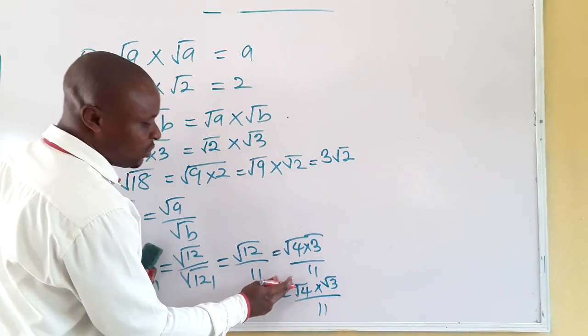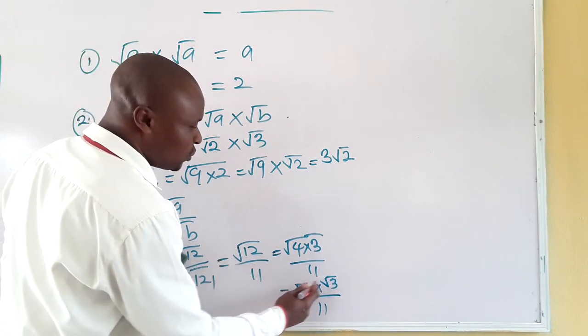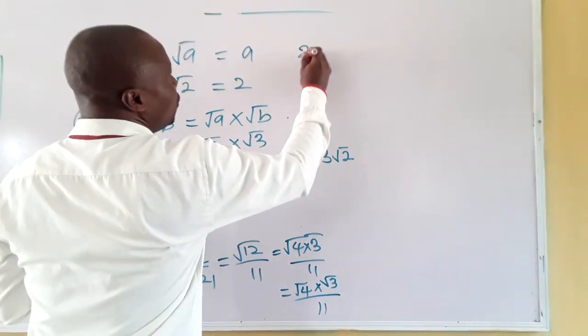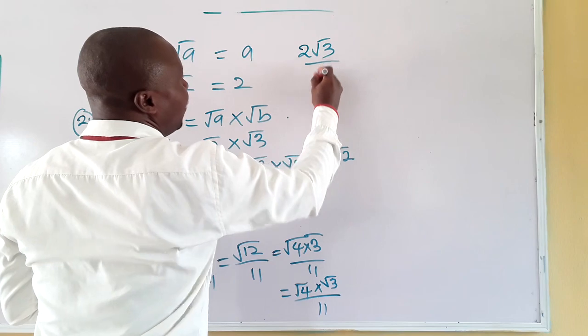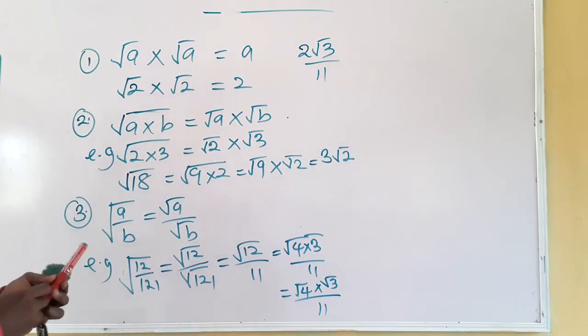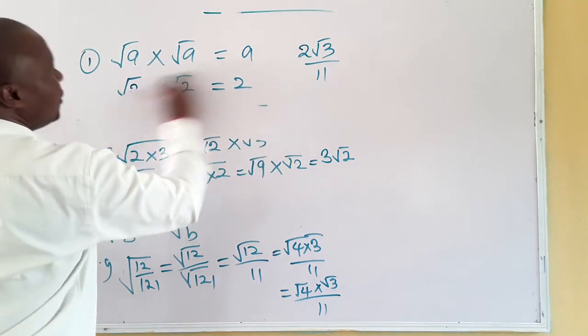So, of course, square root of 4 is 2, and then that will be 2 times root 3, which is 2 root 3. That is 2 root 3 over 11. So, that is law 3. Now, the fourth law is this.